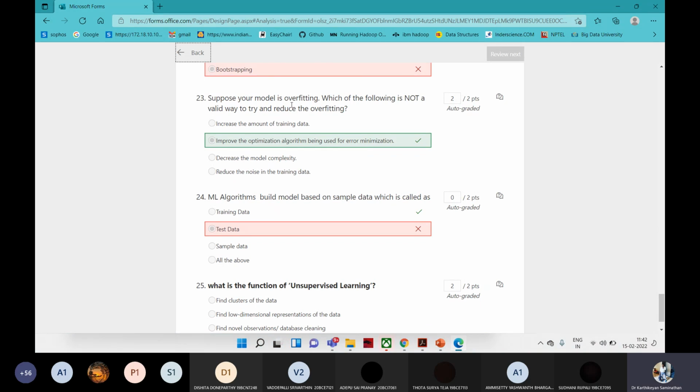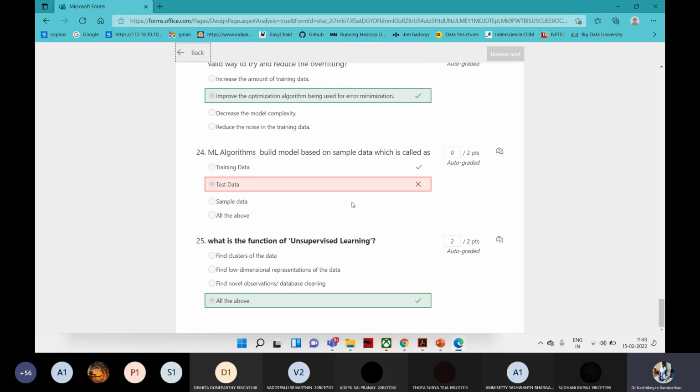Suppose your model is overfitting. Which of the following is not a valid way to try and reduce overfitting? Improving the optimization algorithm used for error minimization is not the best choice. An ML algorithm builds a model based on sample data, which is called your training data.